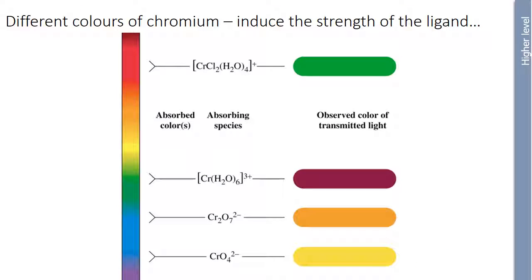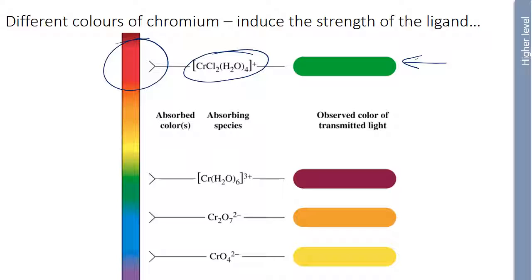Okay, you can see therefore the effect of strength of ligand. So this guy here, the water dichloro complex, it is transmitted as green because this causes a reasonably small split. So red light, low energy, allows that transition to occur.